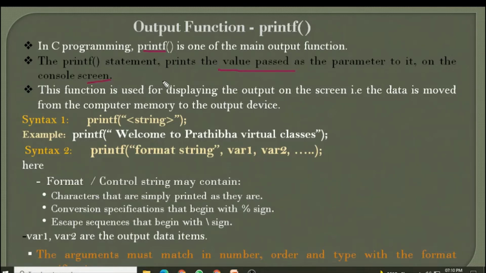The output which is to be displayed on the screen is to be specified within the double quotes. This function is used for displaying the output on the screen. That means the data is moved from the computer memory to the output device. We have different syntaxes for this printf function.